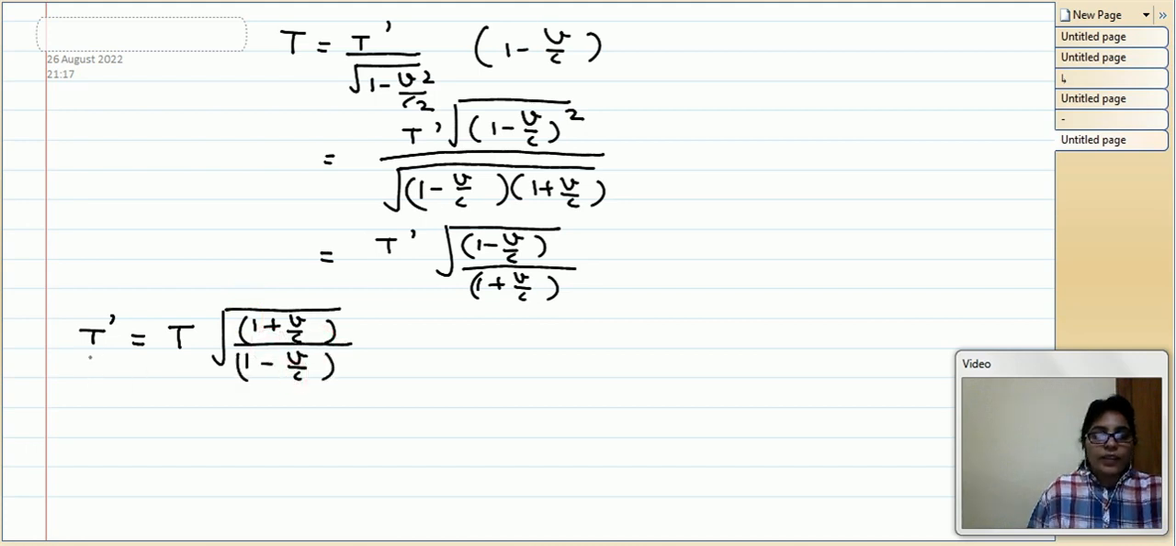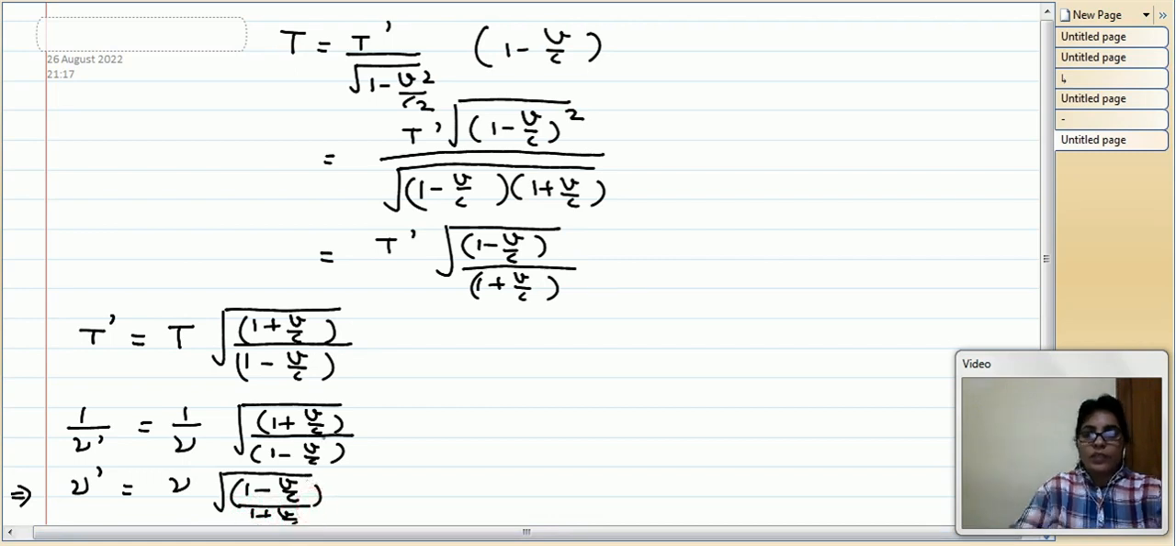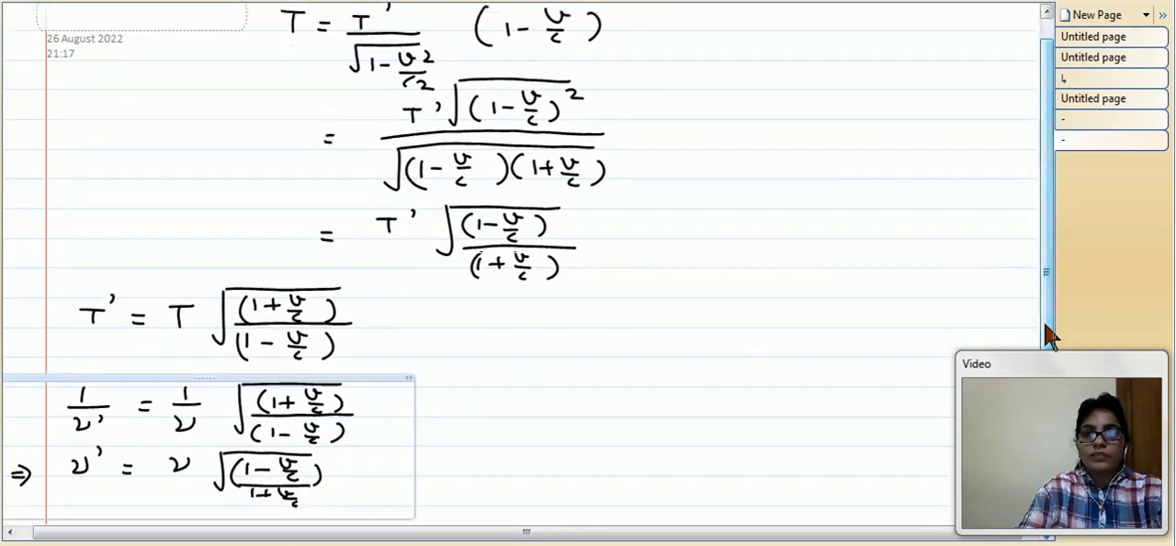Now if we write it in terms of frequency, this is time period, so let us write it in terms of frequency. So it will become 1 upon nu dash is equal to 1 upon nu into under root 1 plus V by C divided by 1 minus V by C, or nu dash is equal to nu into under root 1 minus V by C divided by 1 plus V by C.